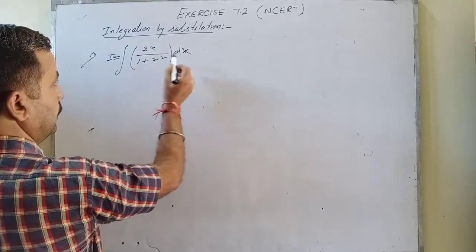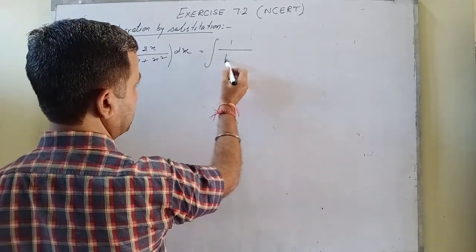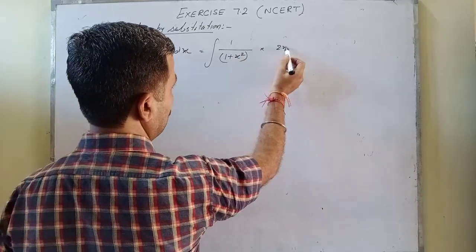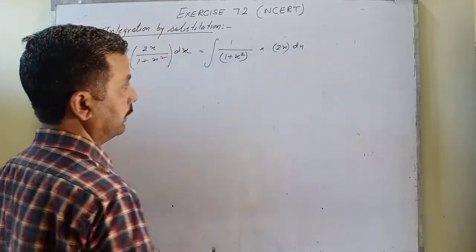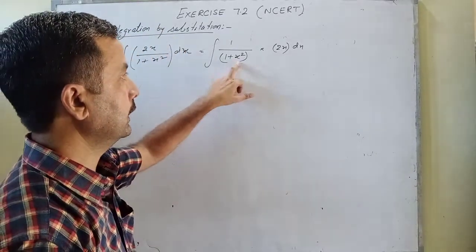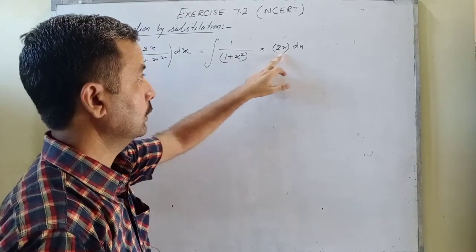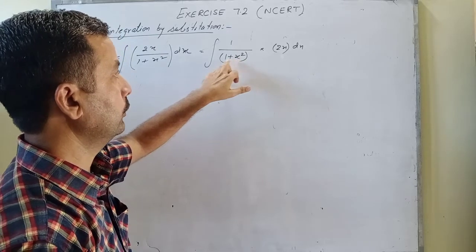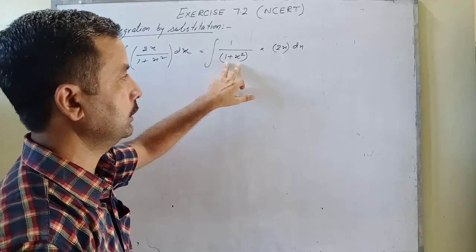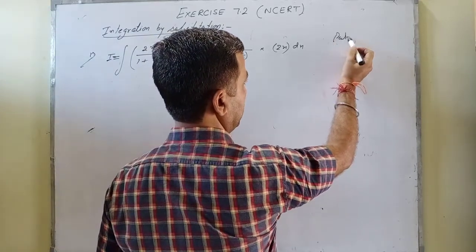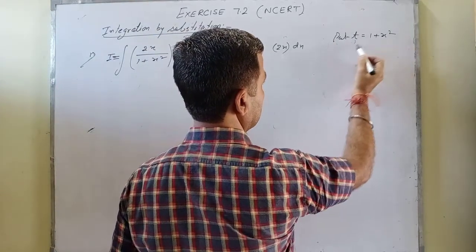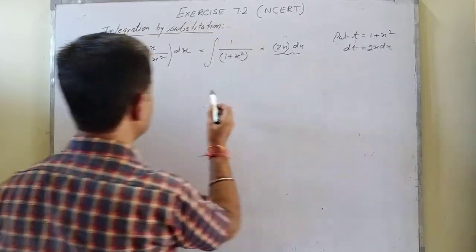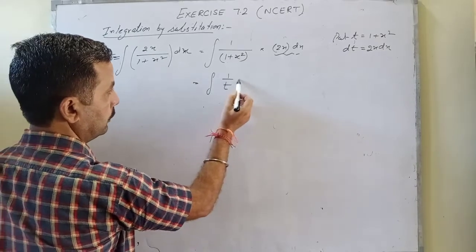Now here 2x upon 1 plus x square, so we separate the function and its derivative. We can write 1 over 1 plus x square into 2x into dx, and we observe here if we put t equal to x square, then its derivative 2x is there. But instead of substituting x square equal to t, we can put 1 plus x square equal to t because the derivative of 1 is 0. So it is better to put t equal to 1 plus x square. Therefore dt is equal to 2x into dx. This part is dt, and now the question becomes 1 upon t into dt.